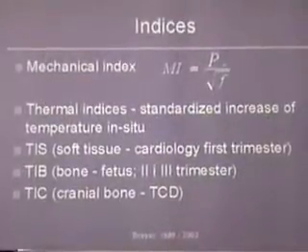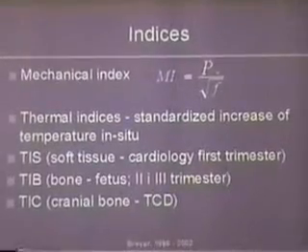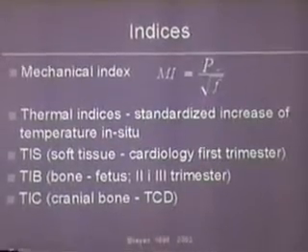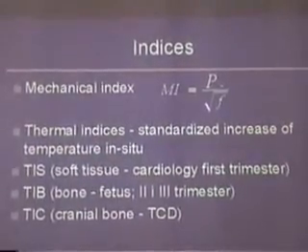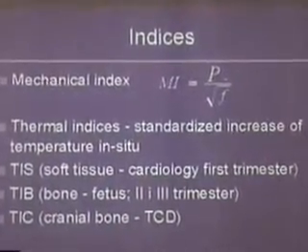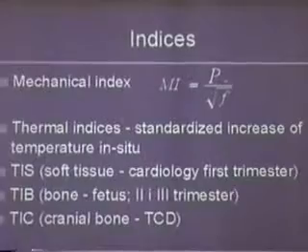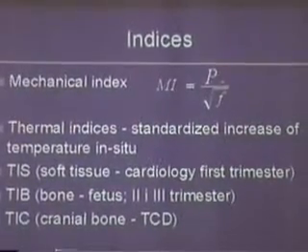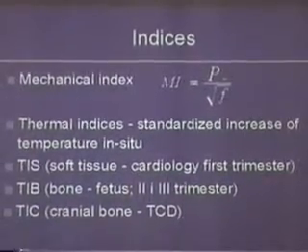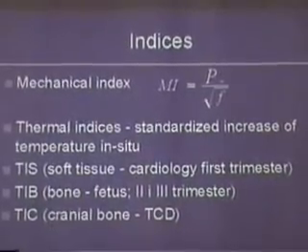However, for yourselves as users, these intensities are not applicable in daily practice, really, or hard to apply, and therefore these indices have been developed for the user, for the operator, as a guidance. Now the indices, there are two: the mechanical index and the thermal indices. The mechanical index tells us something about the probability of cavitation. The thermal indices are there to tell us something about the heating up of the tissues.